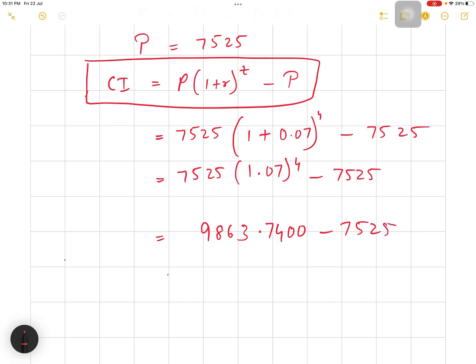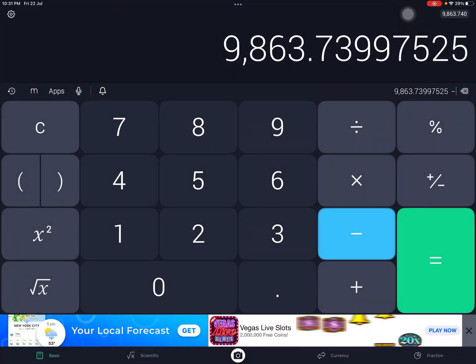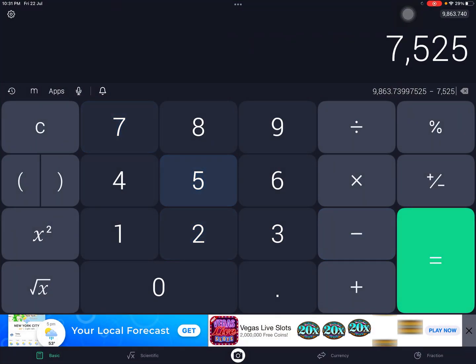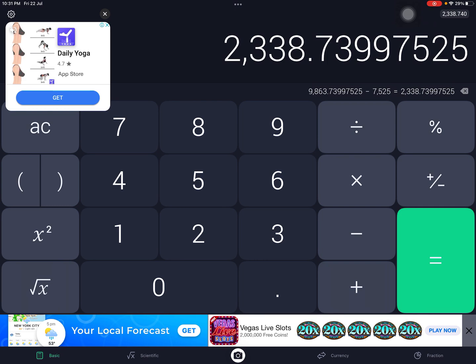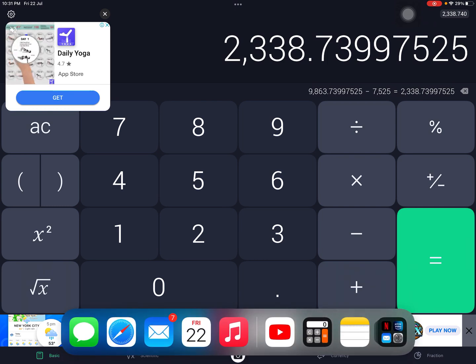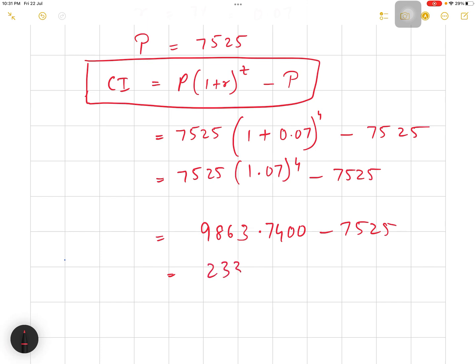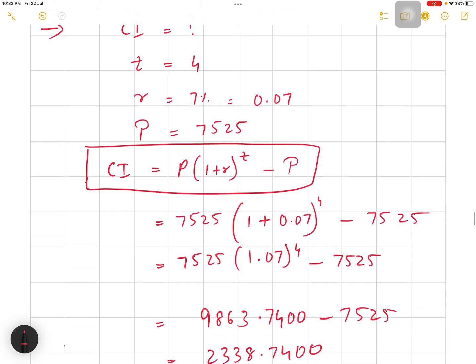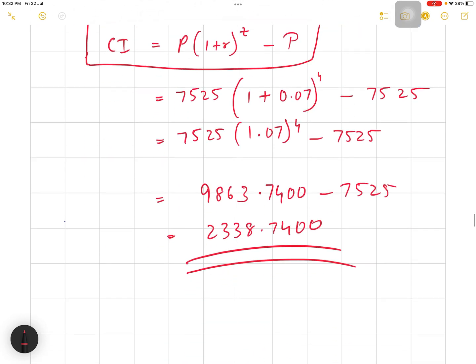9863.7400 minus 7525. So I'll just subtract 7525 from it. I'll get 2338.7400. So this is my final answer. 2338.74. So compound interest is 2338.74.